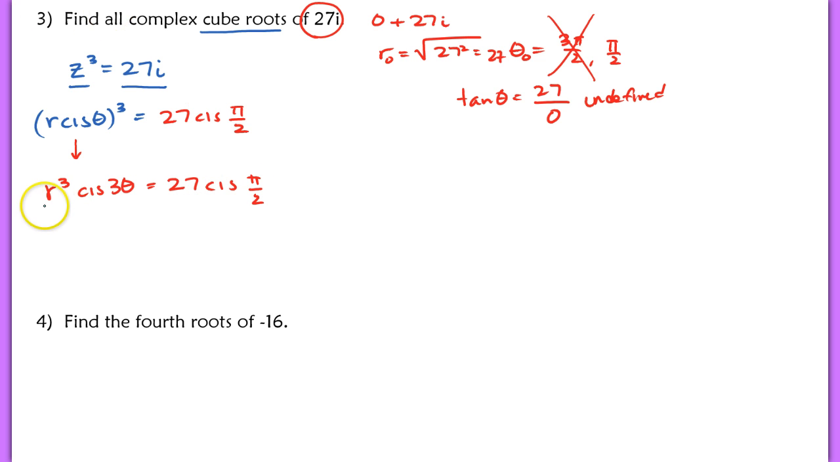All right, now based off of this equation, I can see that r cubed must equal 27, which means I can find my r value by just taking the cube root of 27. So r must equal 3. I also can see that 3 theta must equal pi over 2.